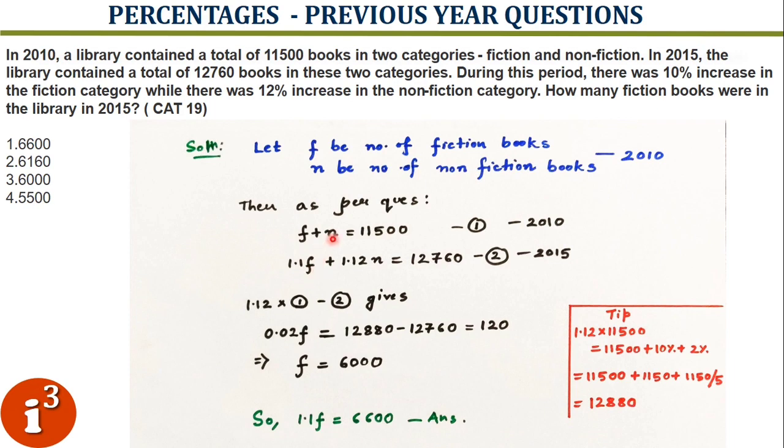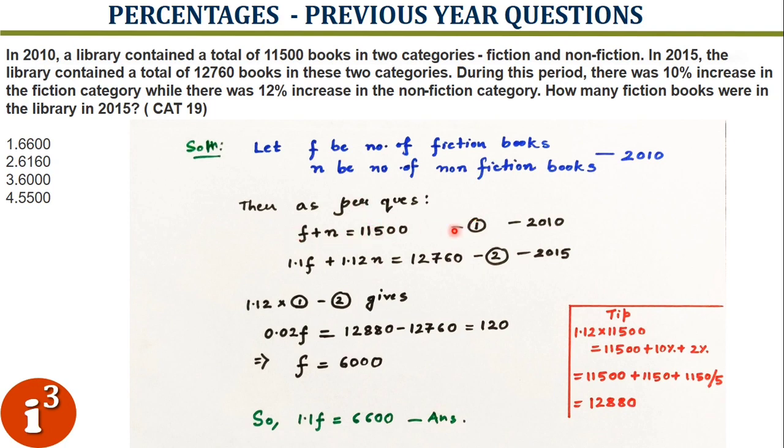Similarly, N increases by 12%. So N increases by 12% means you multiply with 1.12. So what happens? 1.1F plus 1.12N is 12,760. Now you need F, because the question is how many fiction books were there. You need F, so you need to eliminate N. To eliminate N, you need to multiply 1.12 to equation 1 and subtract.